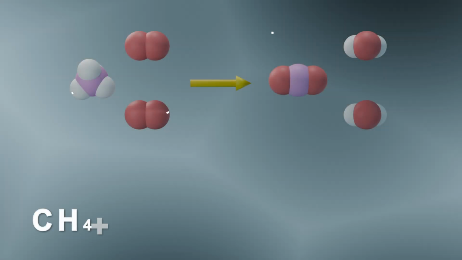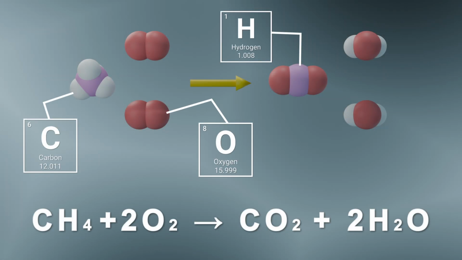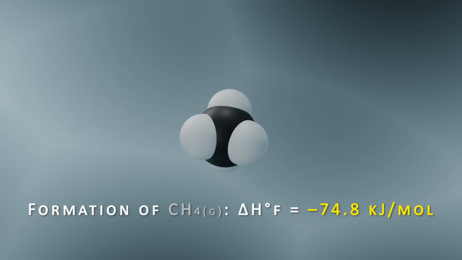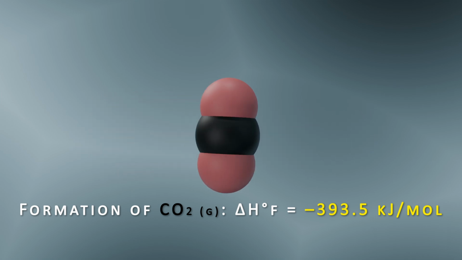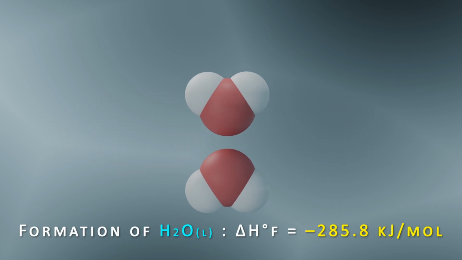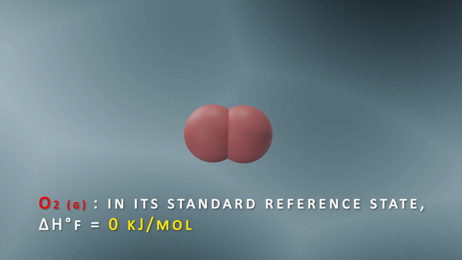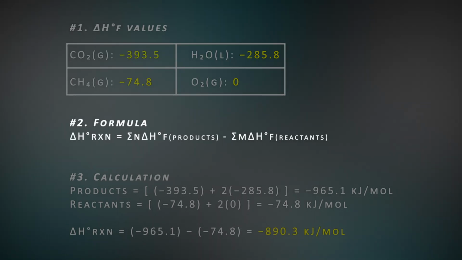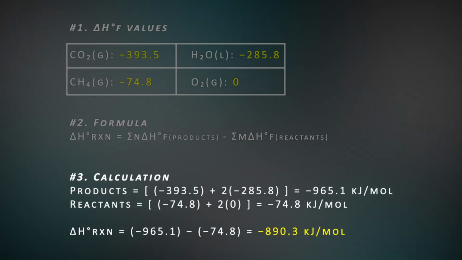Now, let's look at the combustion of methane. CH4 plus 2O2 gives carbon dioxide plus 2 water. The formation enthalpy of methane is negative 74.8. For carbon dioxide, it's negative 393.5. For water in the liquid phase, negative 285.8. Oxygen is in its reference form, so 0. Using the formula, sum of products minus sum of reactants, we can calculate the, you guessed it, enthalpy. And we finally get the enthalpy of the combustion of methane.